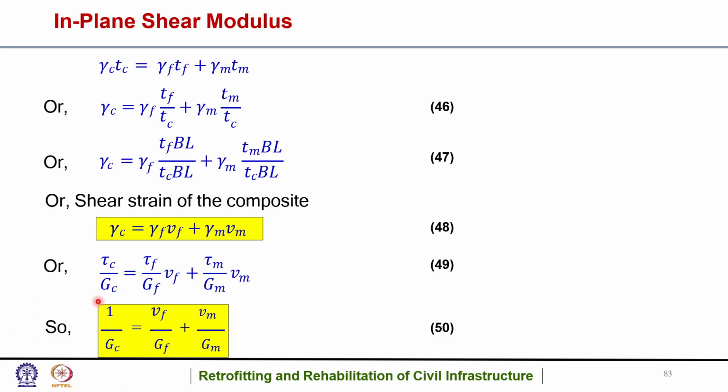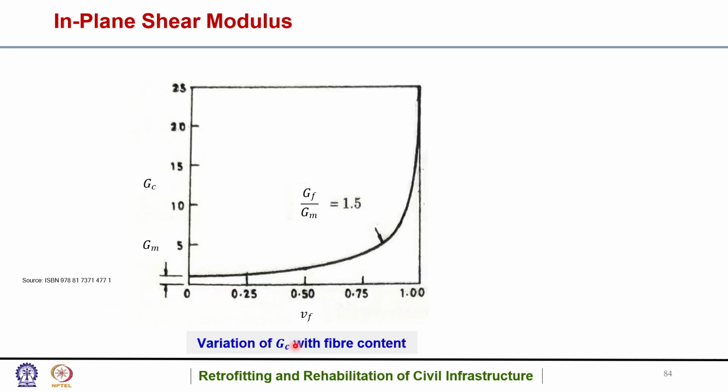So this formula is also similar to the elastic modulus of transverse section. So that is for in-plane shear modulus. And here you can see the variation of gc, that is the in-plane shear modulus, for the composite, with the increase in the fiber volume fraction, so it also increases exponentially.